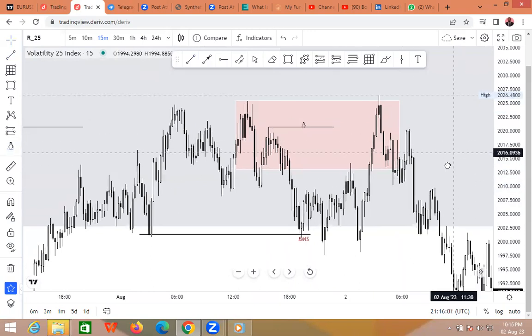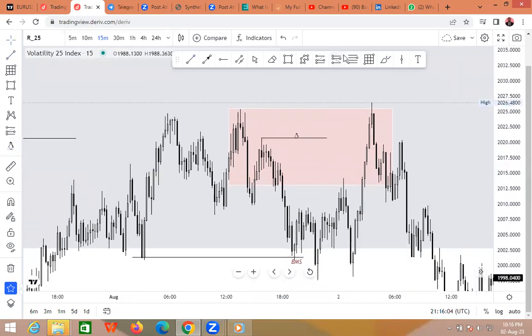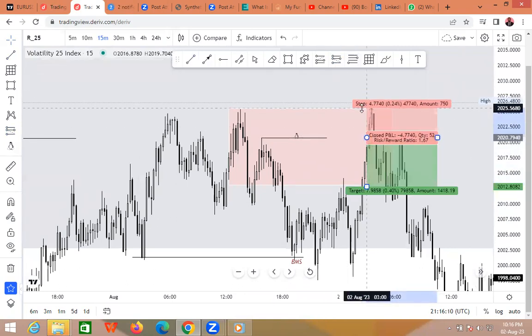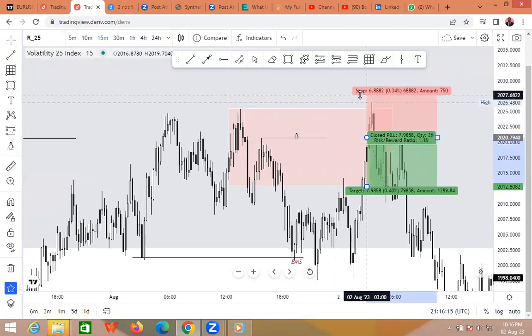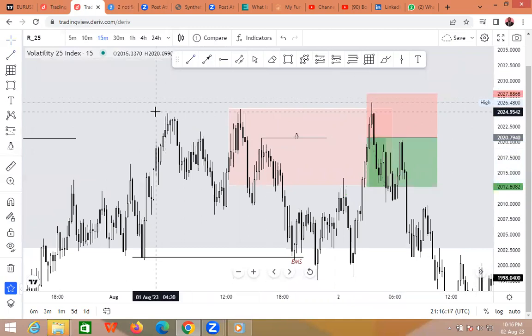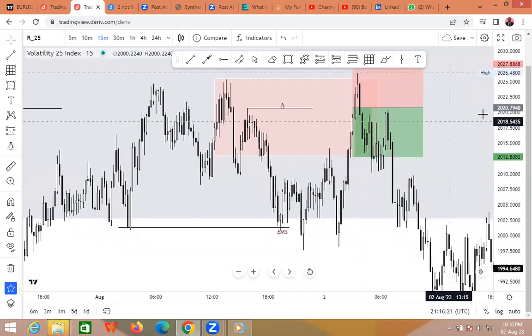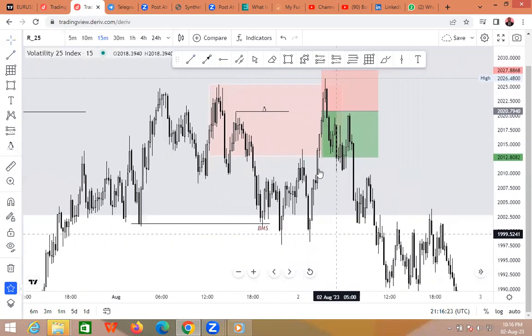So there are two ways I did this. You'd have taken entry on internal liquidity and stop loss here, which was 4 pips plus 3 pips, that's 7 pips, because we had extra 3 pips. You see, you were not kicked out of this trade.